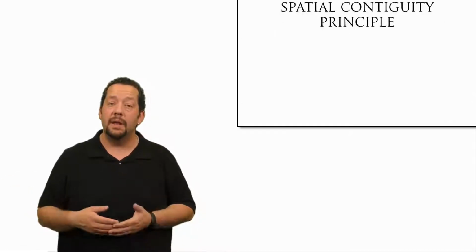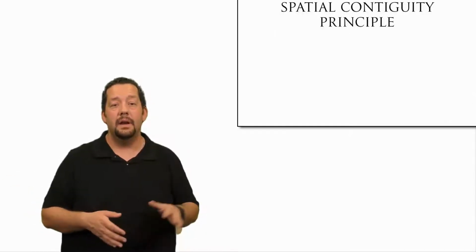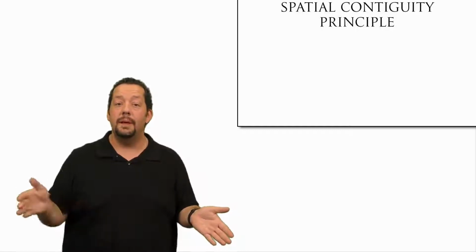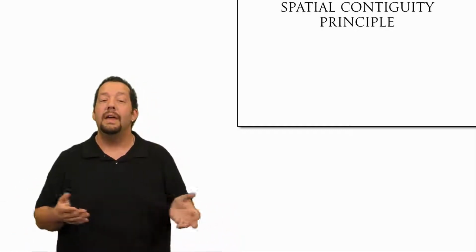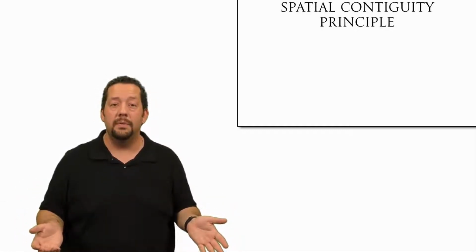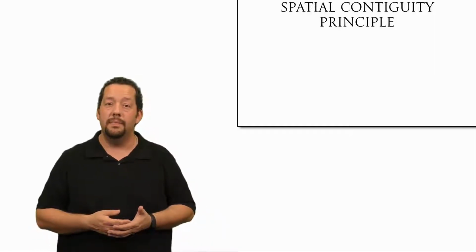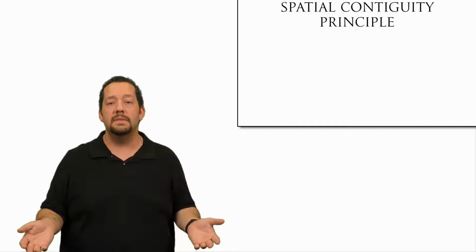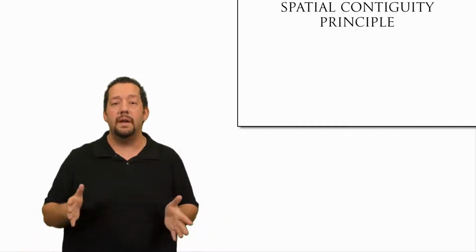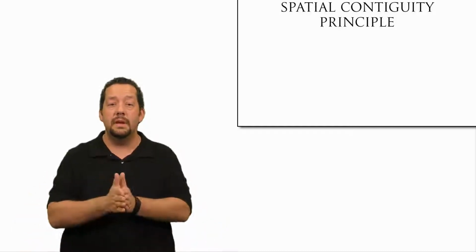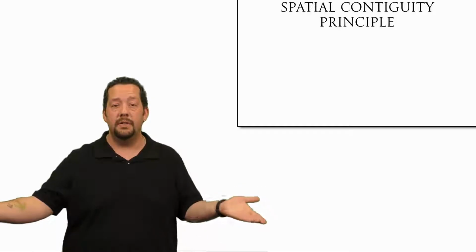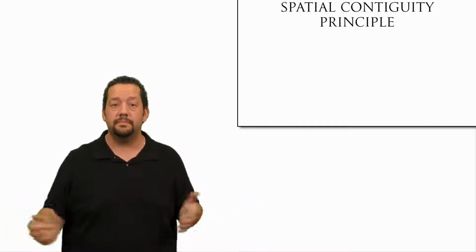The next principle I would like to discuss is all about the placement of the words being used to describe an image or a video. It is the spatial contiguity principle. This is another way discussed in the handbook to reduce extraneous cognitive load. The spatial contiguity principle states that people learn better when corresponding words and pictures are presented near rather than far from each other on the page or the screen.